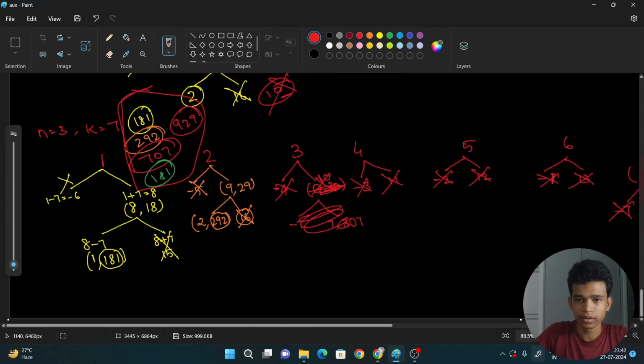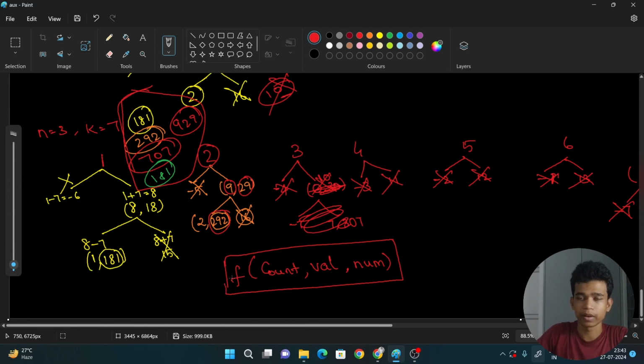Now for this recursion, what is my function? What are the function parameters? First of all, we need the count. This count represents the number of elements present. Okay, that's the first step. Then what is the second step? We want to keep track of these values, this 29, then this 292, like that. For that, I will keep val. Now I want to keep track of individual digits also. So I will take num. So these are going to be my function parameters. Hope you understand this.